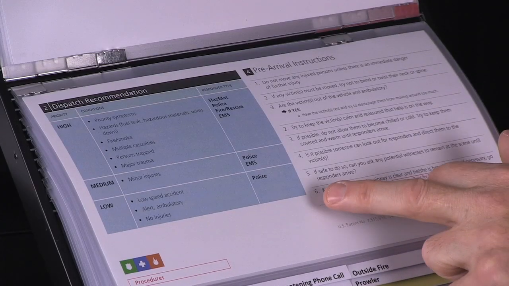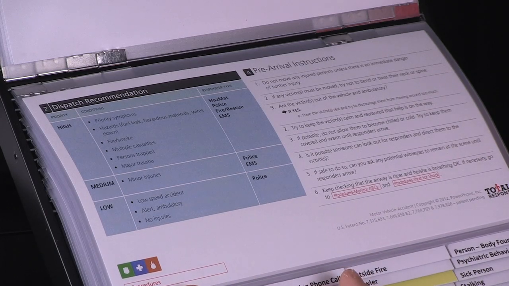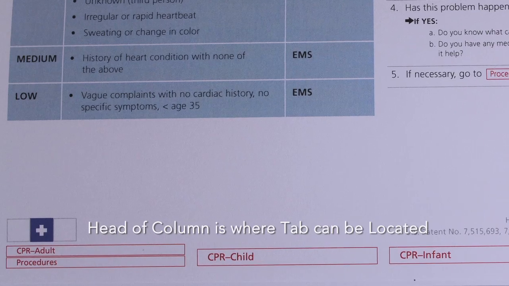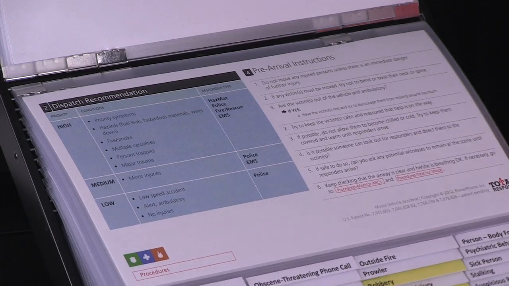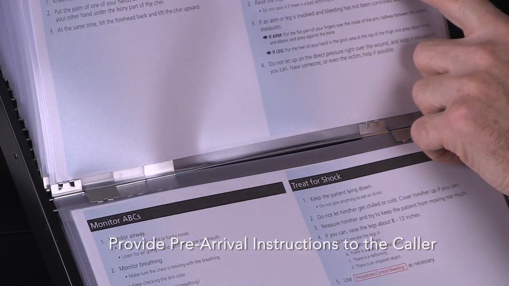You'll notice that having made reference to that link, we then provide guidance as to the location of the appropriate tab by identifying at the head of the column where that tab can be located. Here we have procedures. If I move down, I'm going to locate the procedure tab and I can quickly navigate to it and be able to provide those pre-arrival instructions to the caller.